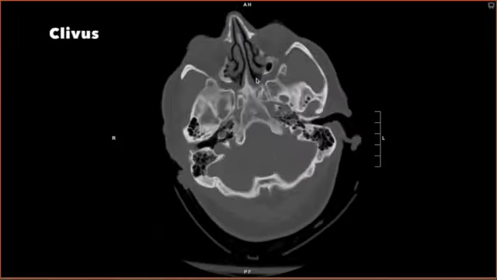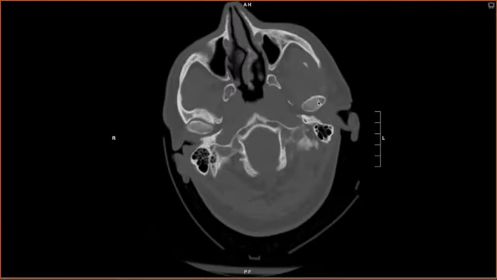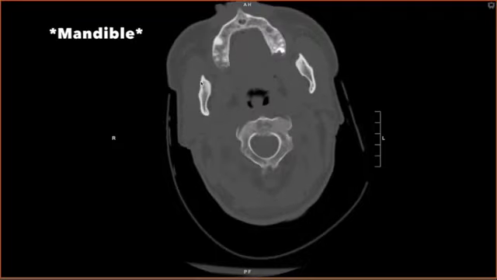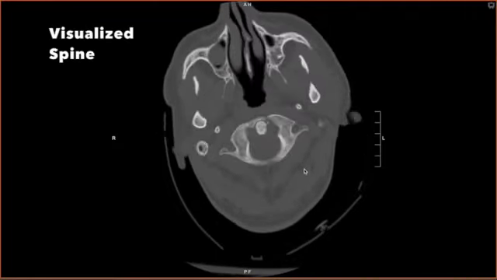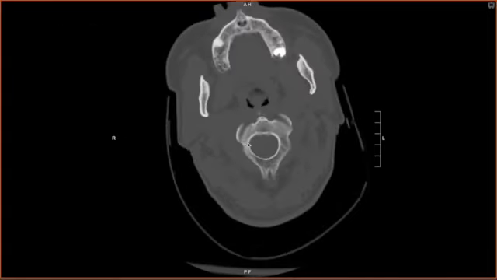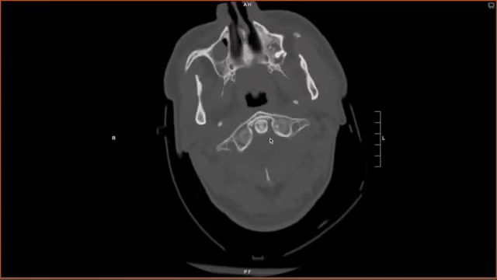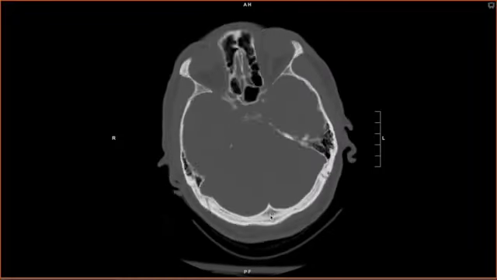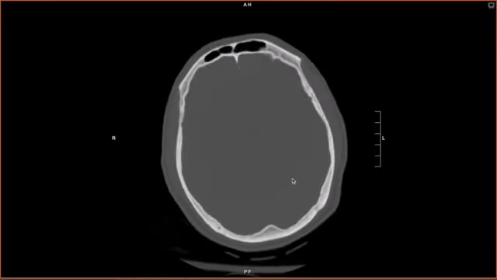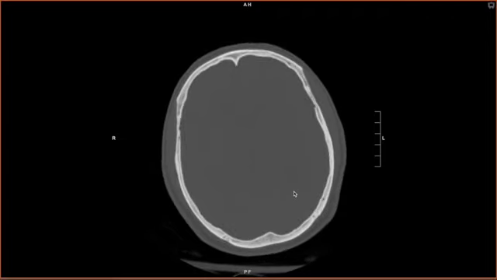Make sure you look at the clivus. Always look at the mandibles, make sure they're congruent, and then follow them down as far as you can. You can always see part of the spine. This is C1, it looks okay. And then you can also see C2 and the dens here as well, so always look for that. You can see subtle signs of fractures there as well. So that's it for a more detailed approach. There are always other blind spots and things you can look for, but that's a similar detailed approach to the one that I use. This case was subtle.